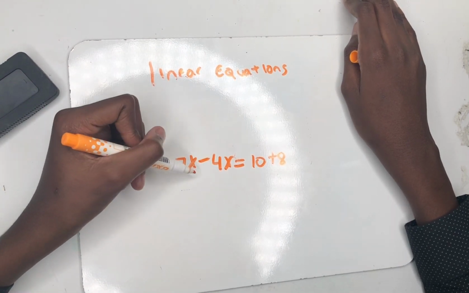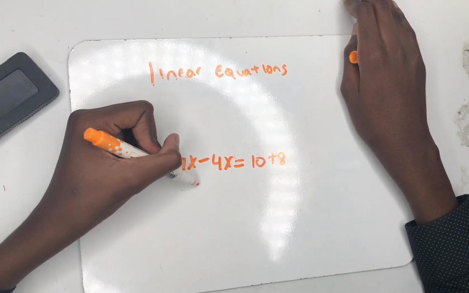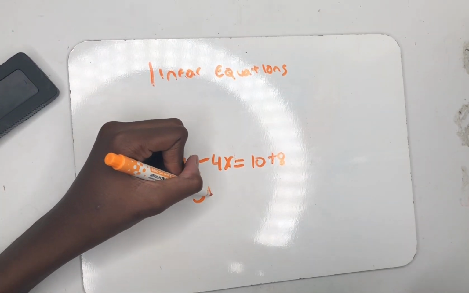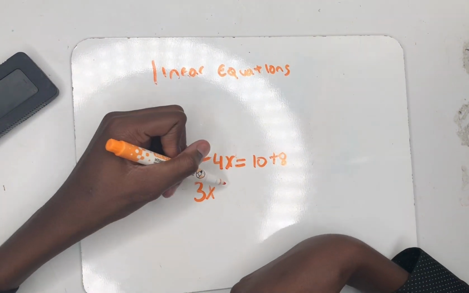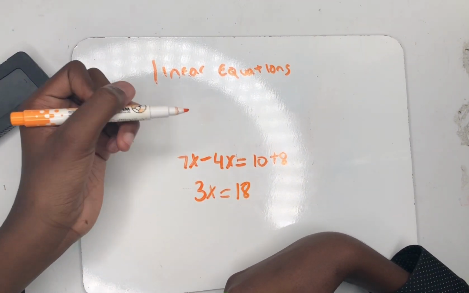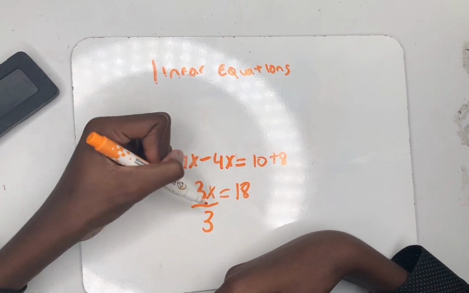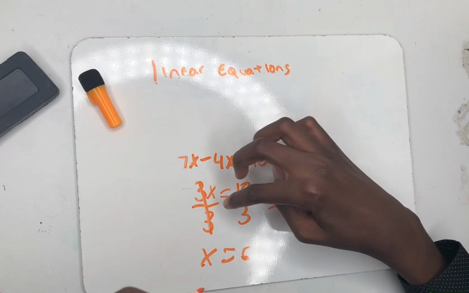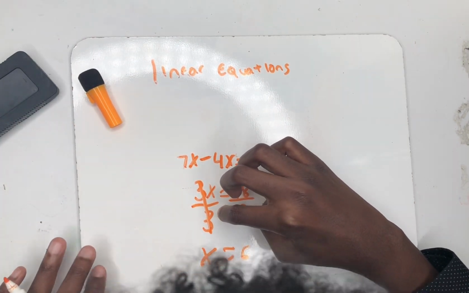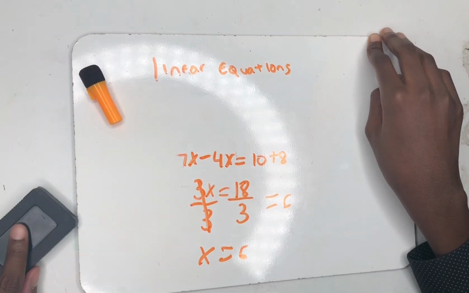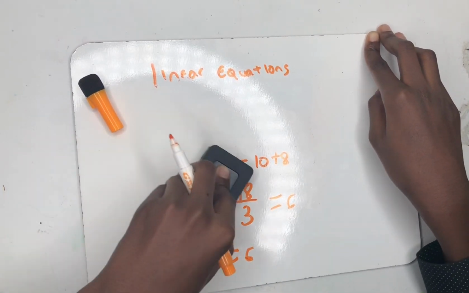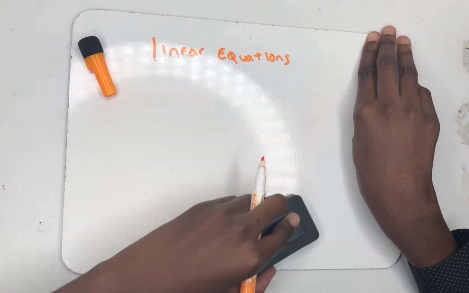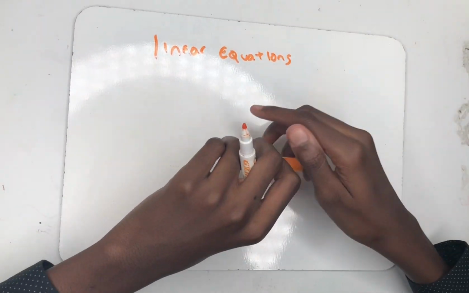7x minus 4x, same thing. No complicated things, which should give you 3x. 10 plus 8 equals 18. Let's see a divisible here. Divide by 3. Cross those out, leaving x by itself, which equals 6. What you do to the left, you have to do to the right. So, yeah. This is one more. We have space for one more. Then we are done.